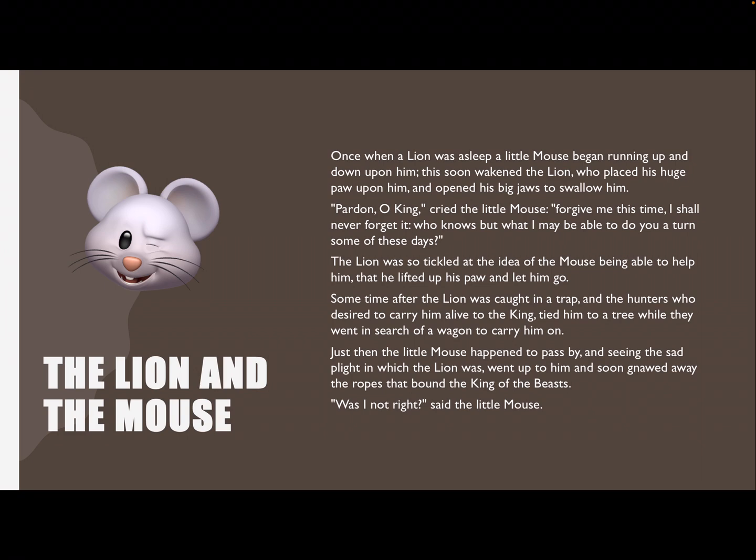The lion was so tickled by the idea of a mouse being able to help him that he lifted up his paw and let him go. Some time after, the lion was caught in a trap, and the hunters who desired to carry him alive to the king tied him to a tree while they went in search of the wagon to carry him on. Just then the little mouse happened to pass by, and seeing the sad plight in which the lion was, went up to him and soon gnawed away the ropes that bound the king of the beasts. "Was I not right?" said the little mouse.